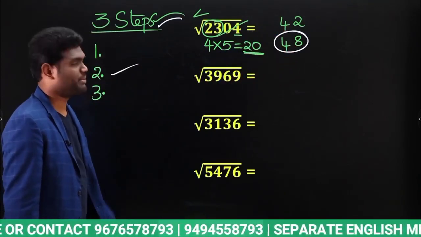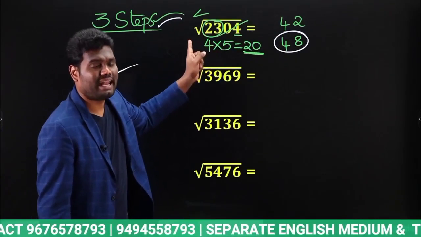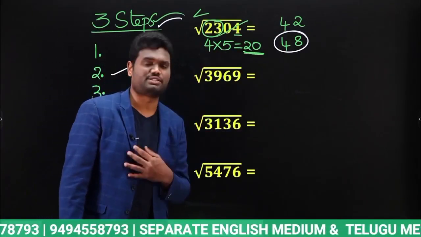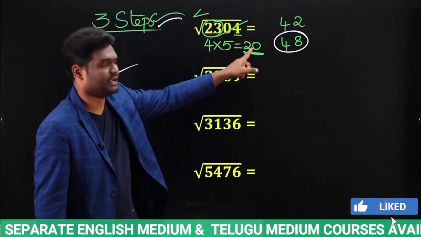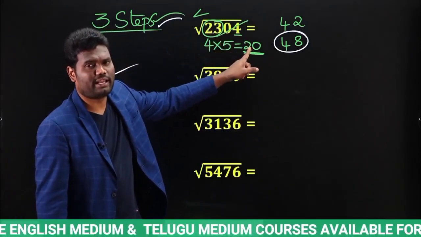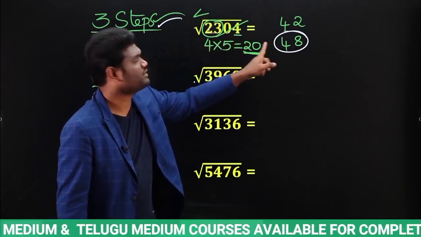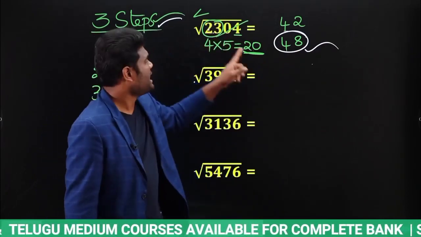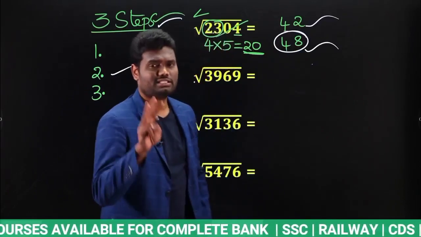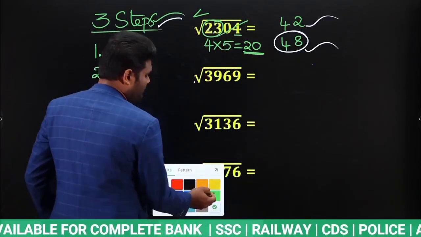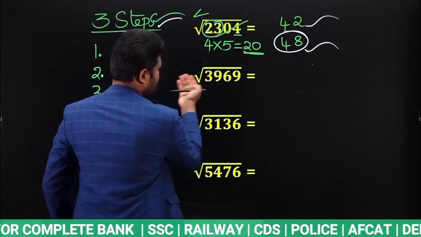Third step is the deciding step. After getting 4, you need to multiply by the next number. 4's next number is 5. 4 times 5 is 20. Now compare our value with 20. When you compare, if our value is bigger, our square should be bigger. If our value is smaller, our square should be smaller. That's it. Nothing more than that. Simple 3 steps procedure. Look here. We are going to look at some more examples.